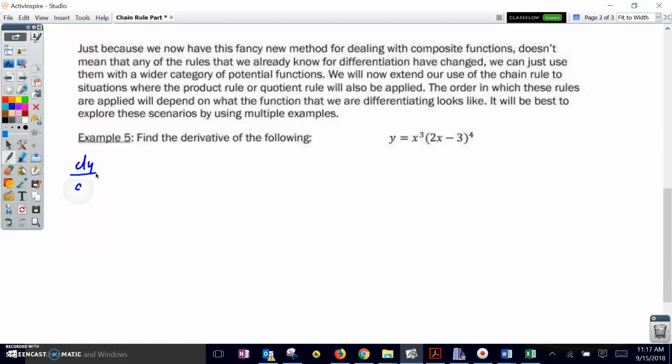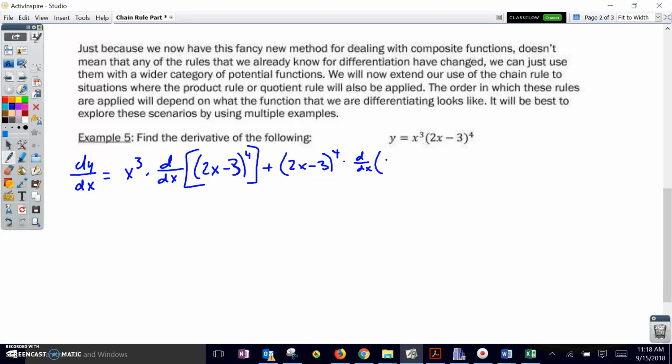We've got dy dx equals x to the third times the derivative of the quantity 2x minus 3 to the fourth, plus 2x minus 3 to the fourth times the derivative of x cubed. And now we're going to go ahead and take those derivatives.